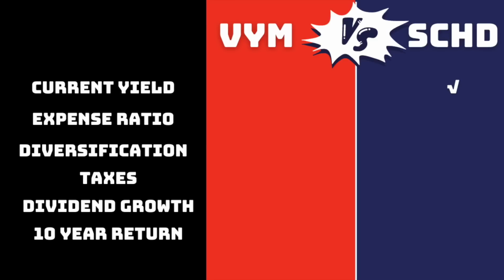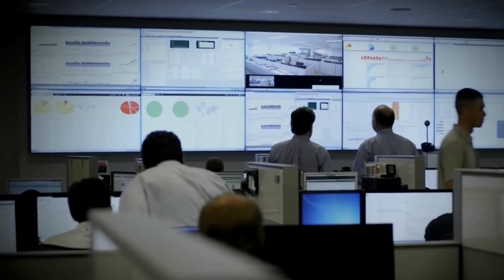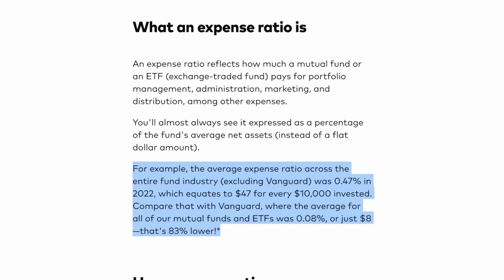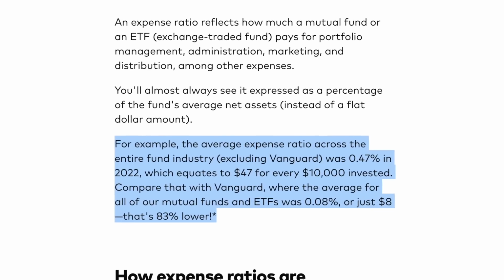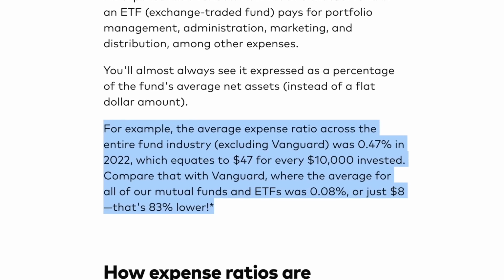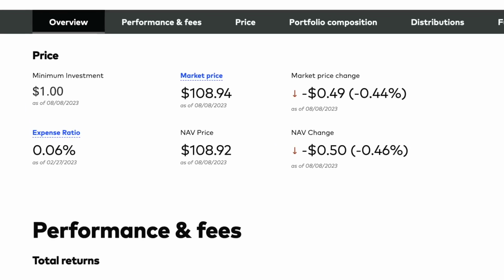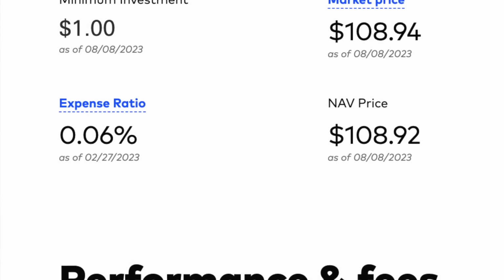Let's look at the expense ratios for each fund. Vanguard's really well known for offering funds that come with lower than average expense ratios. According to Vanguard's website, the average ETF charges an expense ratio of 0.47%, which is much higher than the typical Vanguard expense ratio of 0.08%. According to VYM's fund page, this ETF currently charges a 0.06% expense ratio, which is even lower than average for a Vanguard index fund and would be considered inexpensive by practically most people.